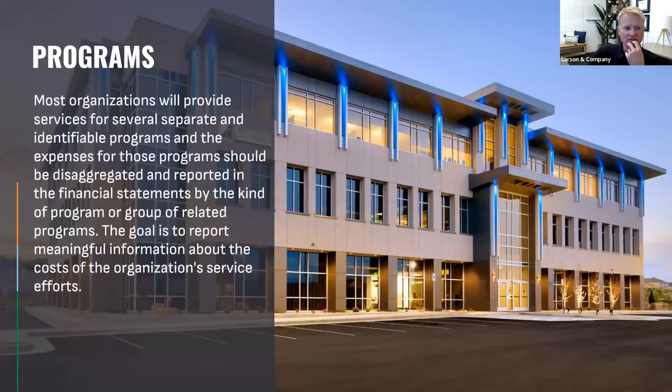So most organizations will provide services for several separate and identifiable programs, and the expenses of those programs should be disaggregated and reported in the financial statements that way. So, for financial statement reporting, you can include your different programs in your statement of activities, or you can disclose those in the notes. But it is also important to make sure you have those programs defined and what they're doing, and it's important in the financial statements. The goal of financial reporting is to report meaningful information about the costs of the organization's service efforts. So a lot of the financial reporting should be showing which costs are going into which programs, and how those costs are benefiting and fulfilling the organization.